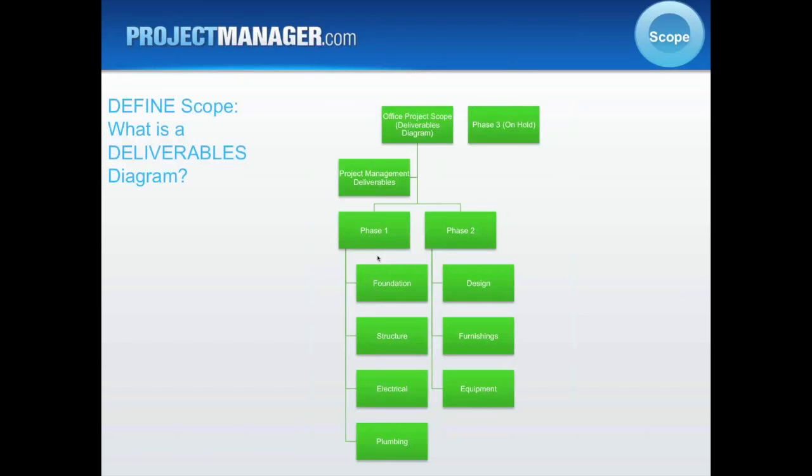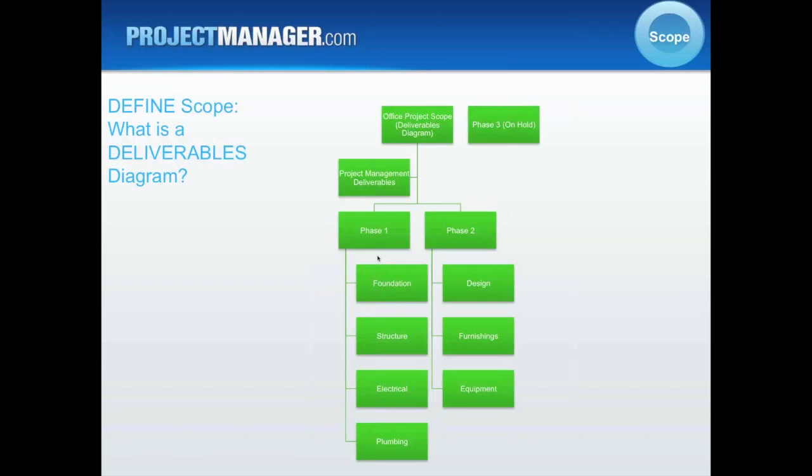This is just a simple scope deliverables diagram. This one is a high level view of an office project. Within this, you'll see phase 3 sitting out there by itself. It's on hold and hasn't truly been defined yet, so it's identified, but a placeholder held out there by itself. If you look below the office project at the deliverables diagram of the scope, you see project management deliverables, and those can be broken out into a lot of different things.